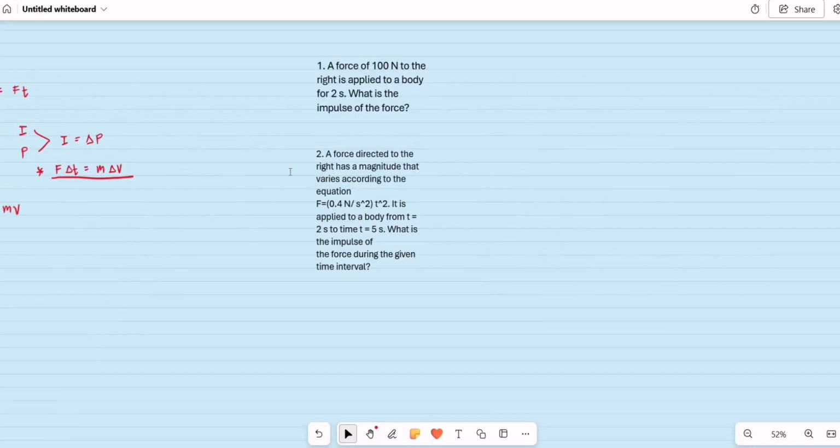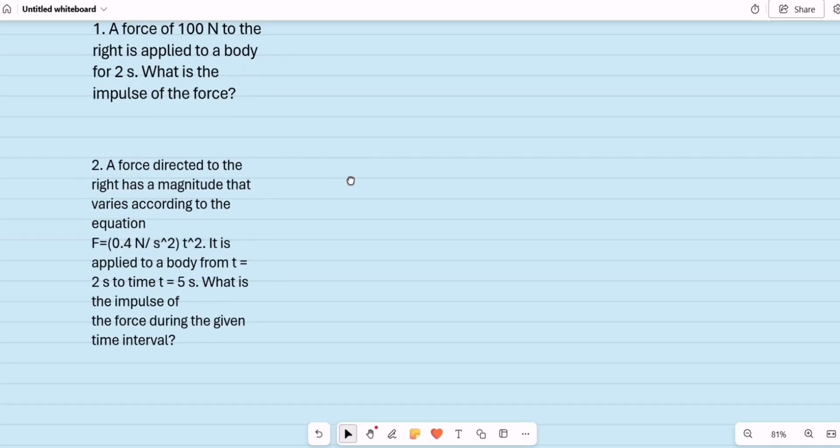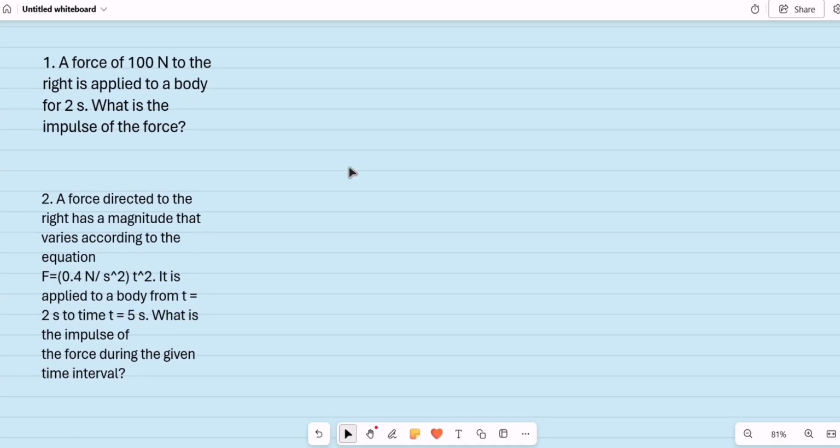So let's have examples. Our examples for impulse. Alright, so let's have example number 1. A force of 100 newtons to the right is applied to a body for 2 seconds. So what is the impulse of the force?